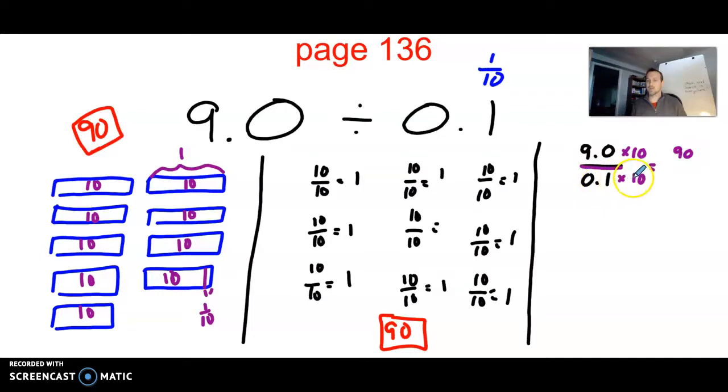What's 0.1 multiplied by 10? Well, you're getting rid of the decimal. It's going to be 1. And if you're not sure, you can put that on a place value chart.